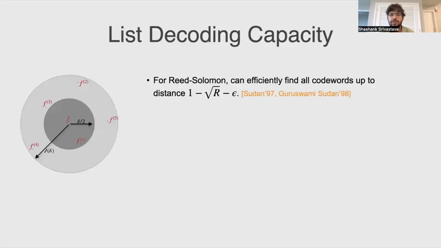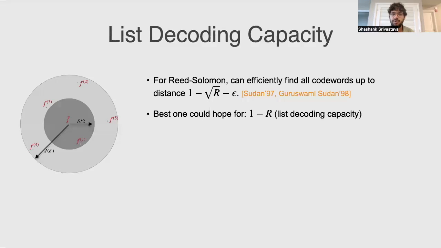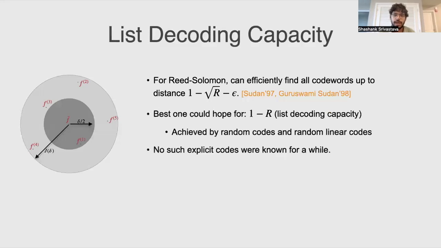So for Reed-Solomon, because the distance is 1 minus R, 1 minus square root R becomes a natural list decodability threshold. And Guruswami and Sudan in their seminal works gave algorithms that could decode Reed-Solomon codes up to this Johnson bound. However, this is not the best radius that one could hope for. The best radius for a rate R code would be 1 minus R, and this is called the list decoding capacity. For example, this threshold is achieved by random codes and random linear codes, etc.